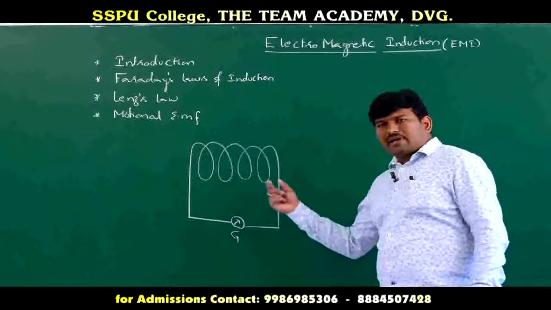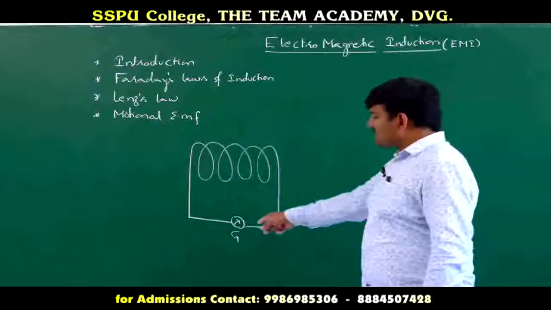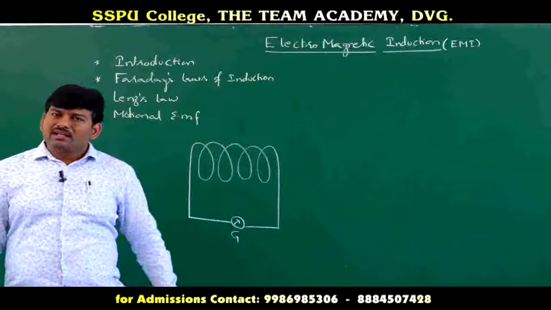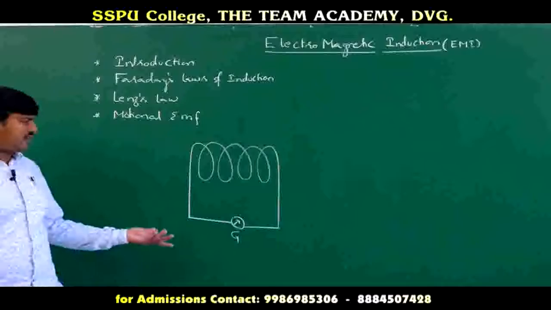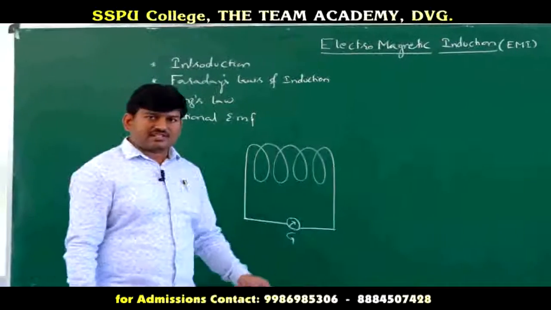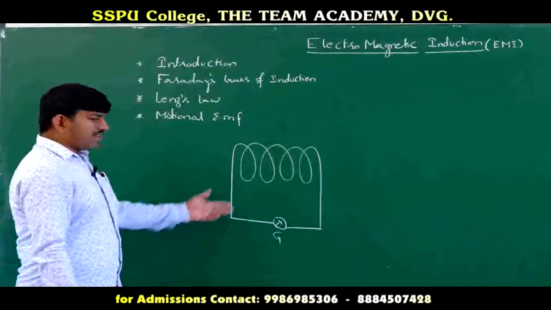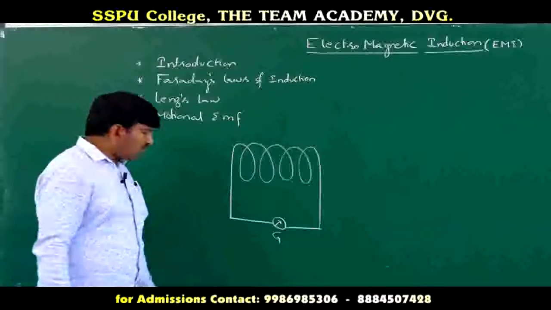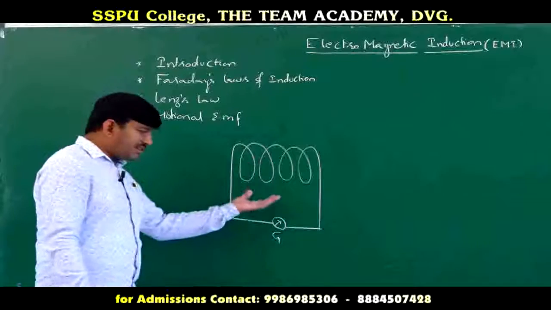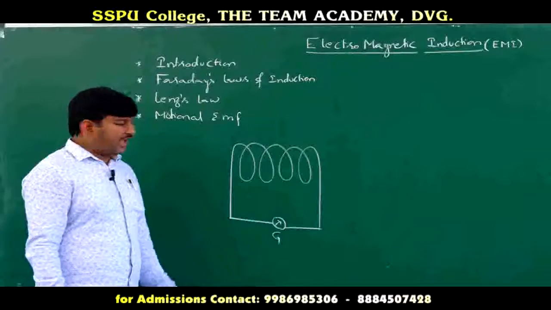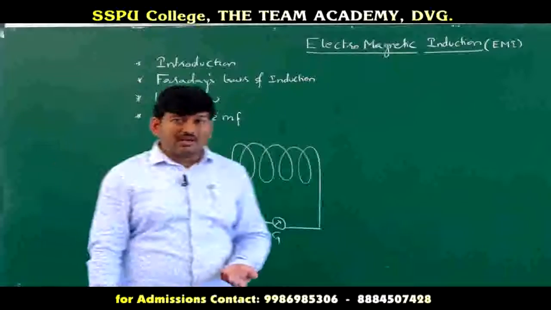Even if a small current passes through this coil, we can see the deflection in the galvanometer. The deflection in the galvanometer says that there is a current in the coil. If there is no deflection, there is no current. But if there is a deflection, there must be a current. Now first tell me, can you expect any current in the galvanometer, or the flow of current in this coil? This is a coil. Can you expect any current? The answer is yes or no. The answer will be no.